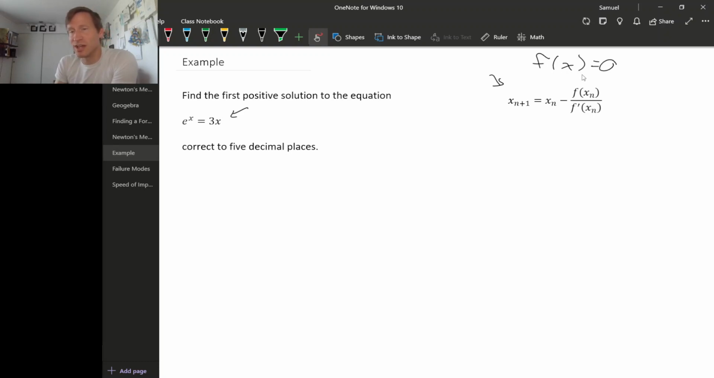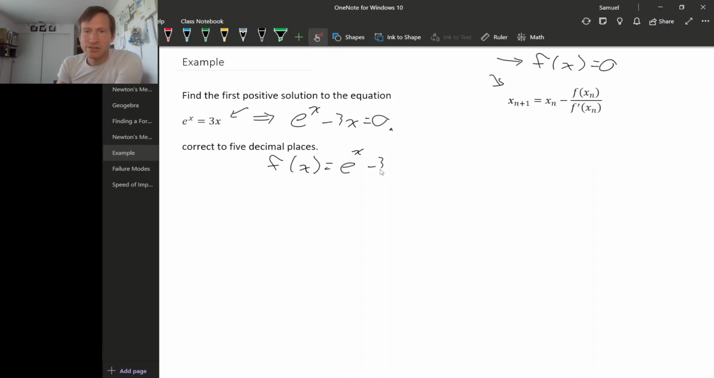And our equation doesn't look like this. So before we can start using Newton's method, we first need to rearrange this equation. Now, no matter what your equation looks like, it is always possible to make it look like f of x equals 0. All you need to do is move everything to one side, because then there will be a 0 on the other side. So if we just move this 3x to the other side, we get e to the x minus 3x equals 0. And so the function that we're going to use for Newton's method is e to the x minus 3x.